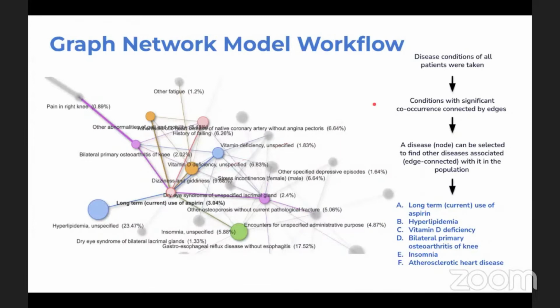So to achieve this, what we did, we took the disease conditions of all patients, and we calculated the frequencies. So the nodes are the frequencies, and if 2 nodes are connected, that means these 2 diseases tend to occur more frequently in the population. Suppose one person is diagnosed with long-term current use of aspirin. In that case, there is a good probability of that person suffering from hyperlipidemia, insomnia, primary osteoarthritis, vitamin D deficiency. So this person should be screened for these surrounding 5 diseases.